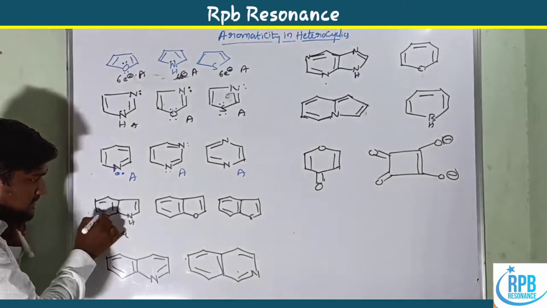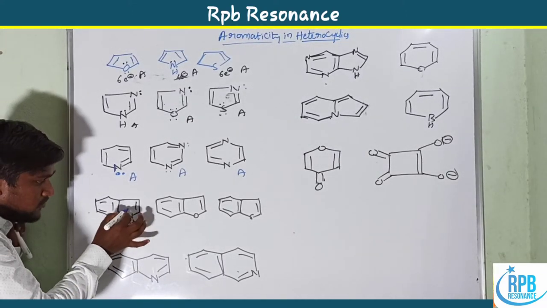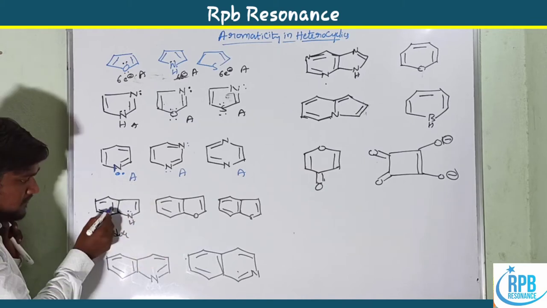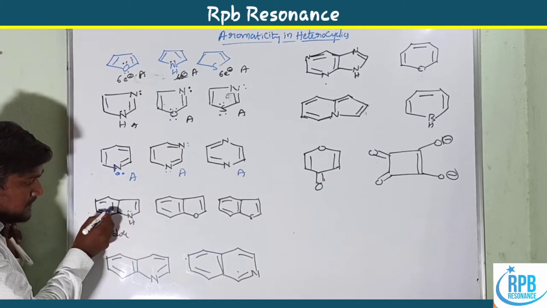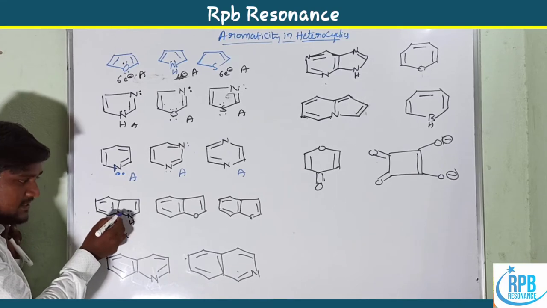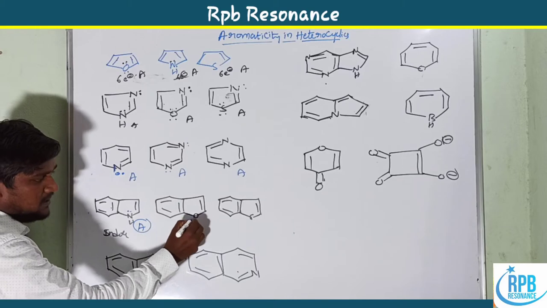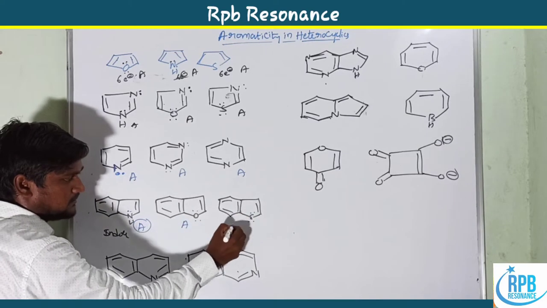So here it is 6 electrons for the benzene ring and 6 electrons for the other 5-member ring. That means here 3 pi bonds, that means 6 electrons. 6 plus 2, 8, 8 plus 2, 10. 10 electrons, that means aromatic. Similarly here also 10 electrons, aromatic, 10 electrons, aromatic.